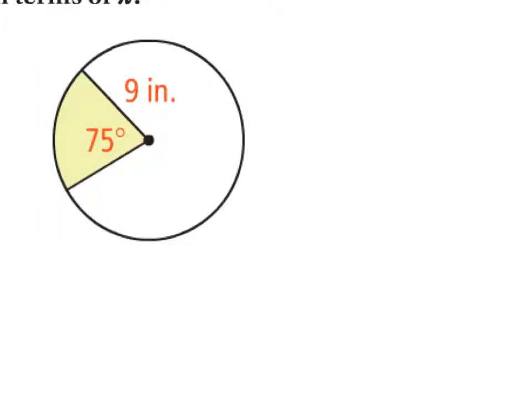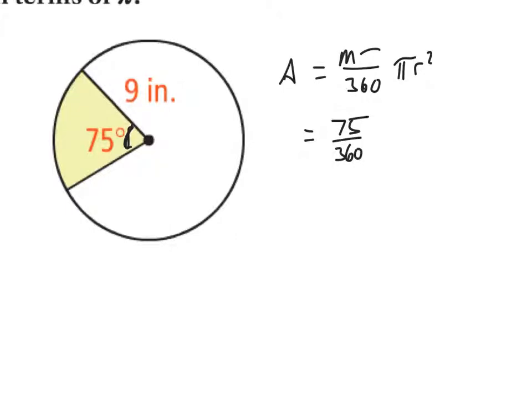Ready, set, go. Okay, let's take a look at what we have. Double check your work. So our area is going to equal the measure of the arc over 360 times pi r squared. Plugging in what we know, the measure of our arc is going to be 75. Since this central angle is 75, the measure of our arc is 75. And so 75 over 360 times pi times our radius squared.